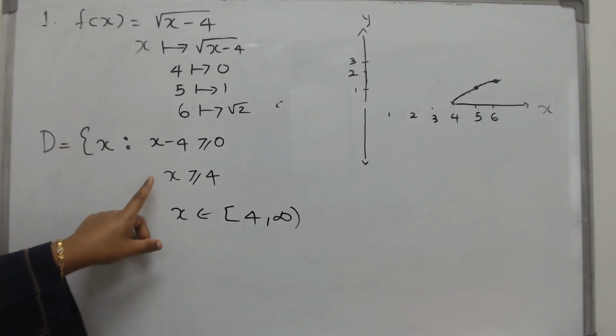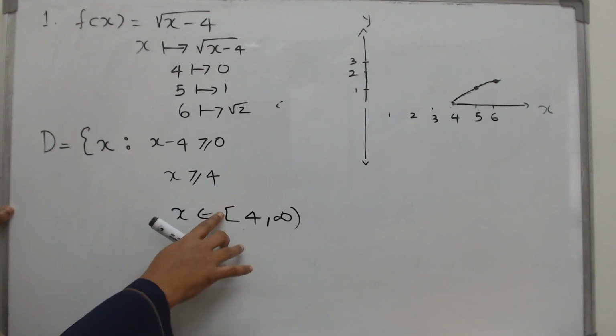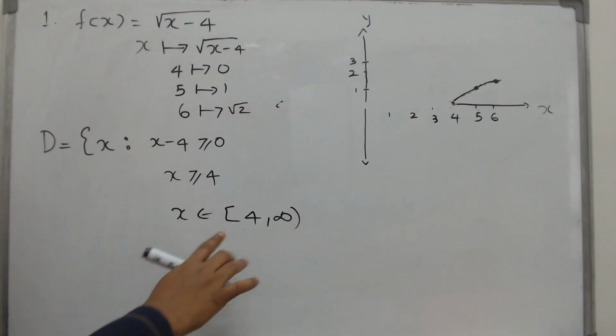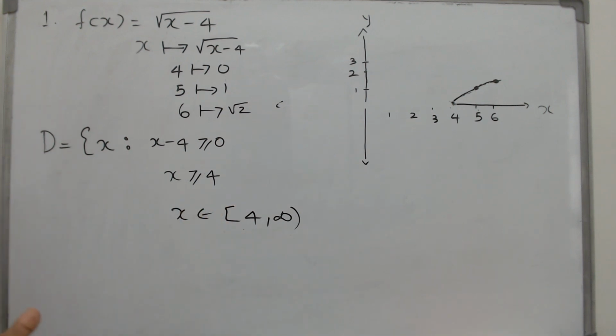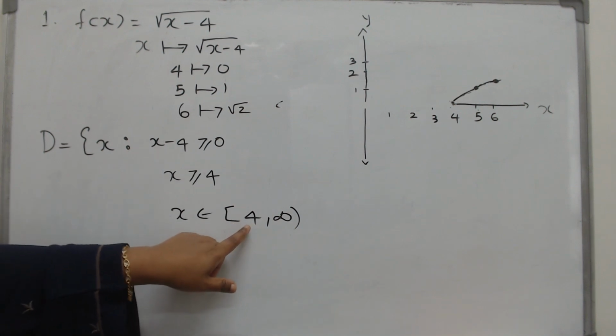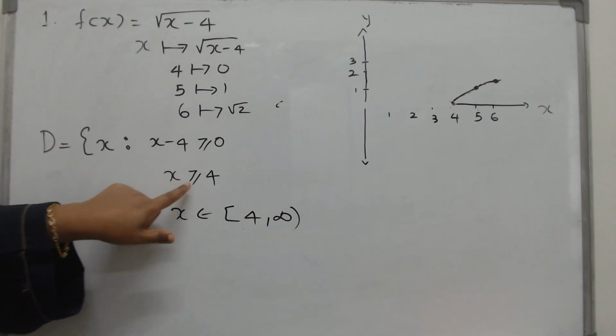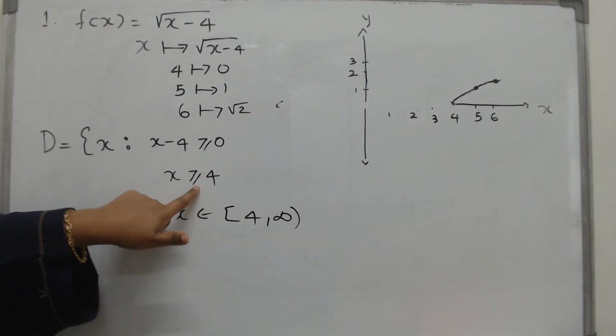So there are two different types of notation. Both mean the same thing. Another important thing to notice is this symbol that you see here. This means it is closed. What happens when a room is closed? Somebody who is inside stays inside. So this means that 4 is included. This closed interval means that x is greater than or equal to 4.